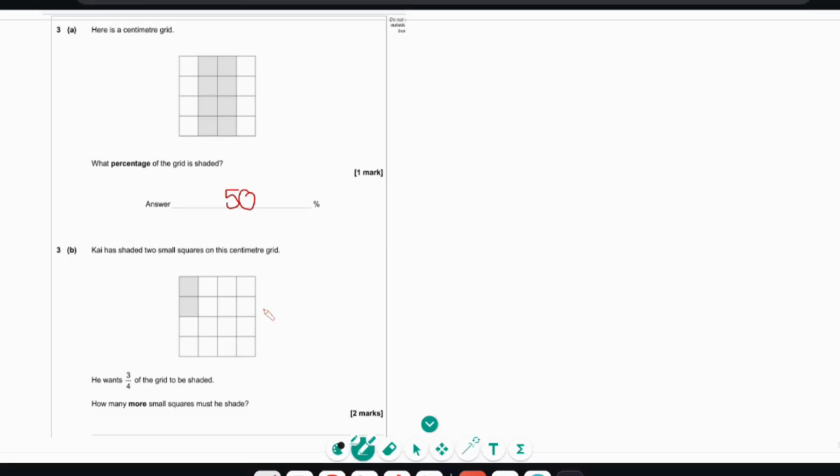Kai has shaded 2 small squares of this centimetre grid. He wants 3/4 of the grid to be shaded. How many more squares must he shade in? So 3/4 is 3 in every 4. So each column is 4. I'm going to shade in 3 of each column. How many more is that? 1, 2, 3, 4, 5, 6, 7, 8, 9, 10.